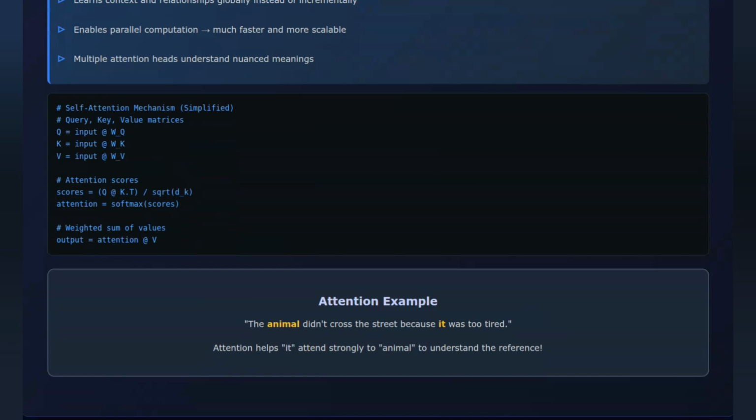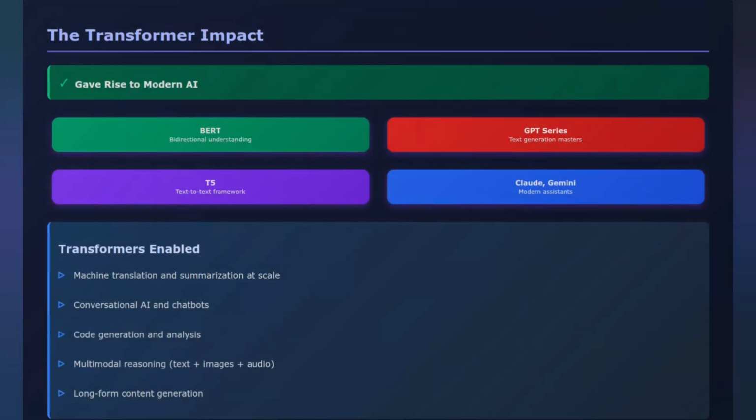The impact of transformers cannot be overstated. BERT revolutionized understanding tasks like question answering and search. GPT, the foundation for ChatGPT, mastering text generation. T5, a unified framework for any text-to-text task. And today's models, Claude, Gemini, Llama, all built on transformer architecture. Transformers didn't just improve existing tasks, they enabled entirely new applications.